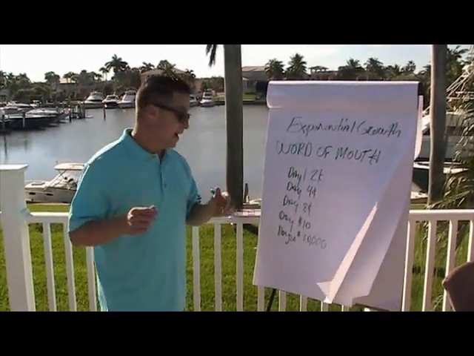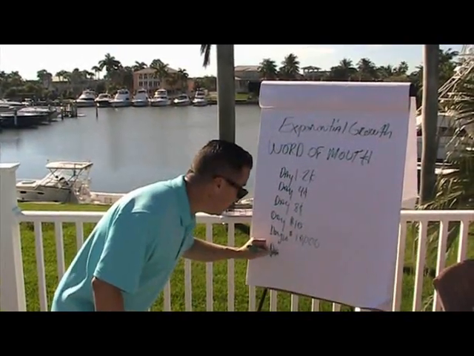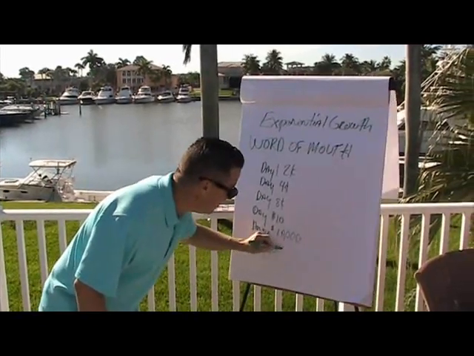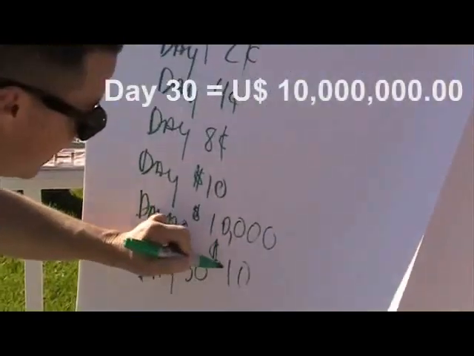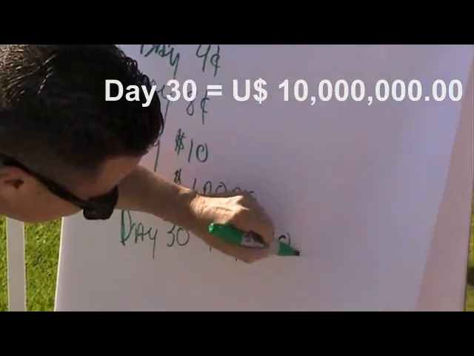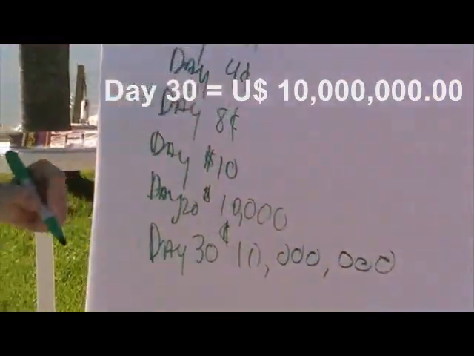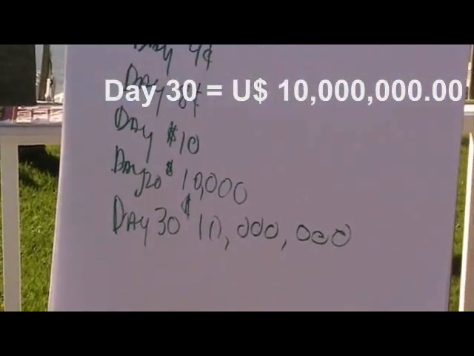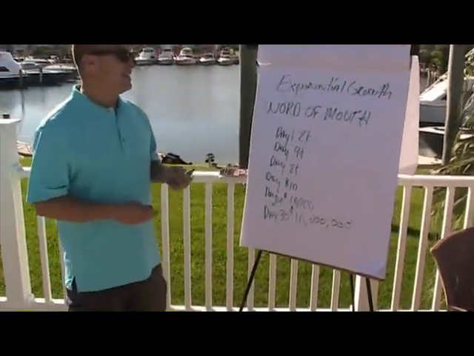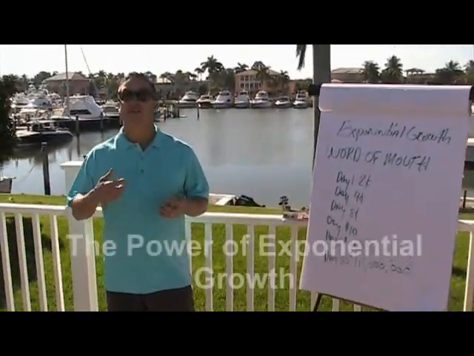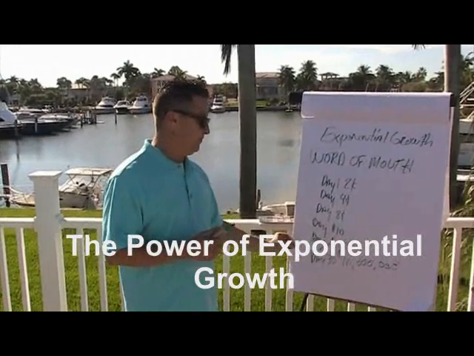And now you ready for this, guys? By the time you get to day 30, it's over $10 million just from that penny doubling for 30 days. Guys, that is the power of exponential growth.